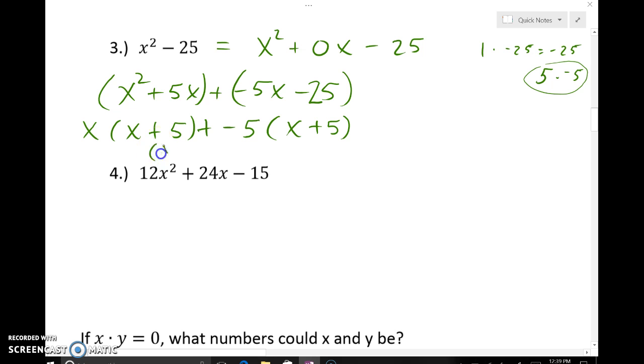So now I pull out the x plus 5 because that's the common factor. And then what's left over, the x and the negative 5, those are the binomials that if I multiplied them together, I would get x squared minus 25.